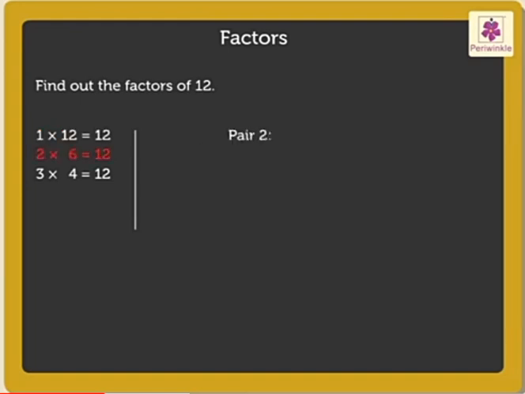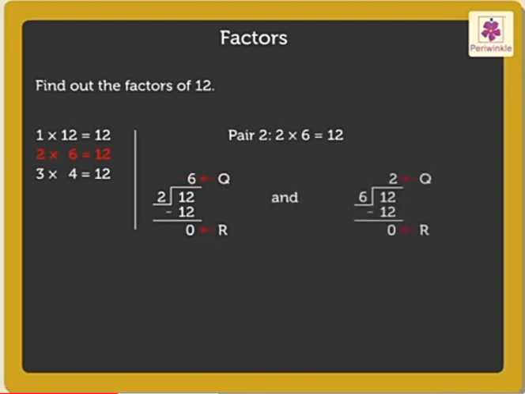Pair 2. 2 into 6 is equal to 12. Here, when we divide 12 by 2, we get the quotient as 6. And if we divide 12 by 6, we get the quotient as 2. In both the cases, the remainder is 0. Thus, it means that 12 is divisible by 2 and 6.